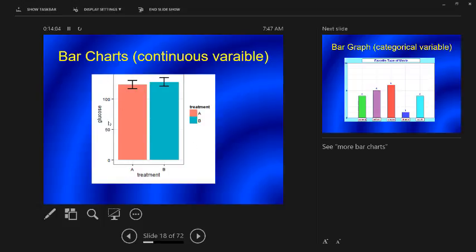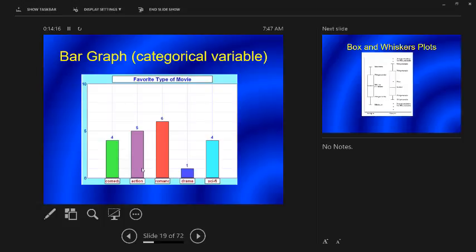So this is a bar graph where we have a continuous variable that we're graphing for different categories, in this case treatments. It gives you a visual, so you can compare the mean glucose value of the 2 treatments. But we can also use bar graphs for categorical variables, like if we did a survey and asked, what's your favorite type of movie? 4 people said comedy, 5 people said action, 6 people said romance, 1 said drama, 4 said sci-fi. So here's a bar graph of a categorical variable.